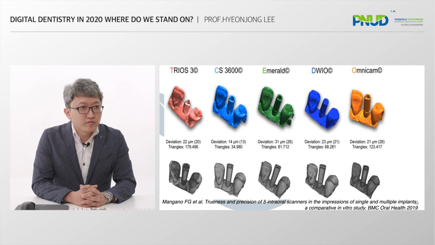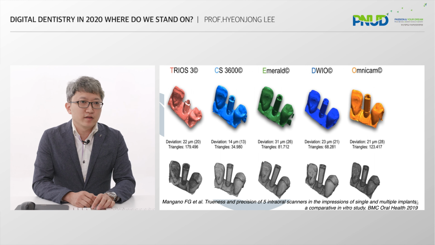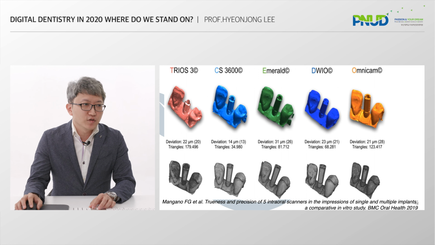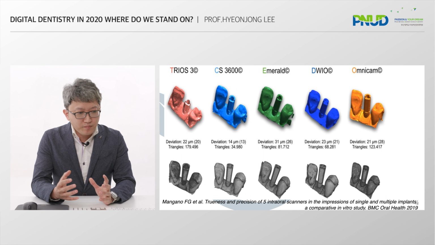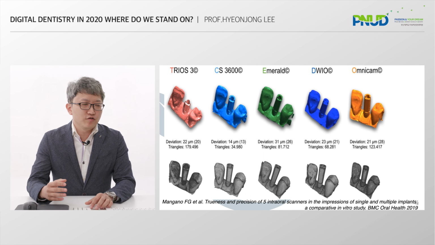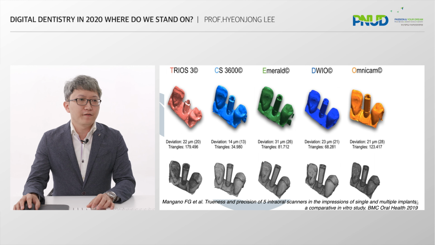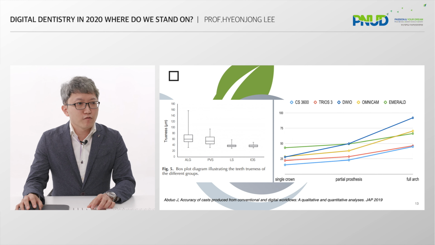Let me show you one of these studies. This study reported the deviation of 5 different intraoral scanners, and we wonder: is it really precise? Is it really enough to use in clinical work? The deviation is only 15 to 30 microns according to the 5 different intraoral scanners, and I think it is now clinically acceptable. For single crowns and for partial prostheses like a 3-unit bridge, the deviation is quite good.